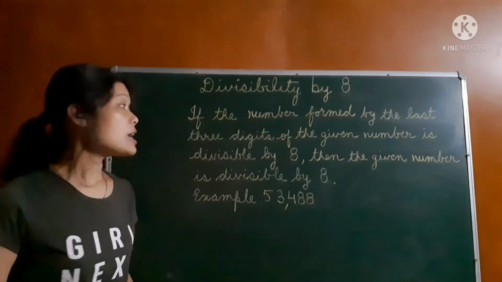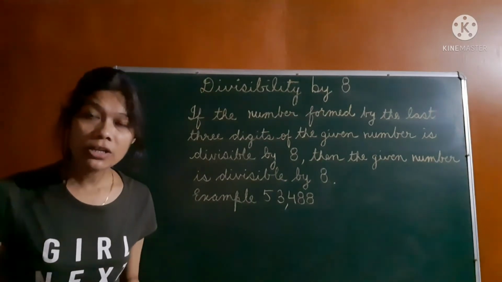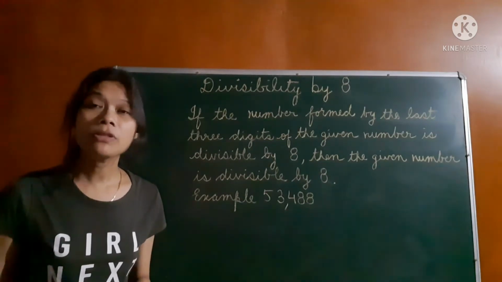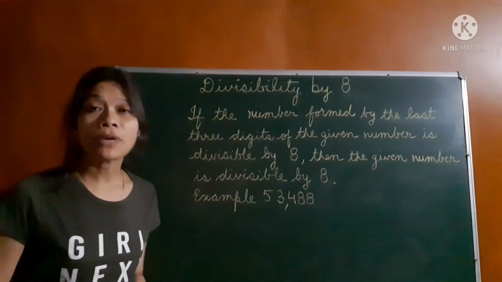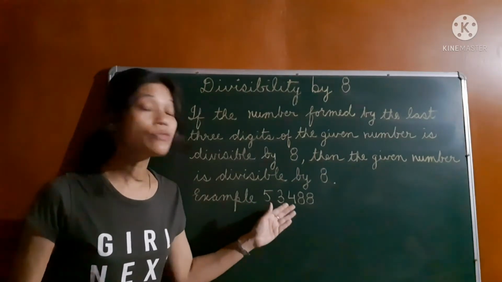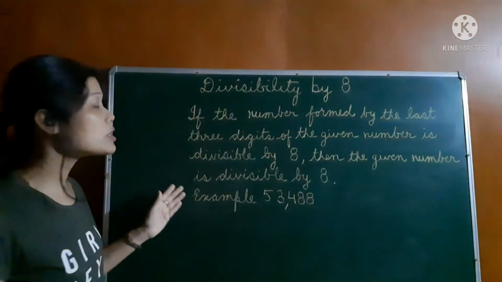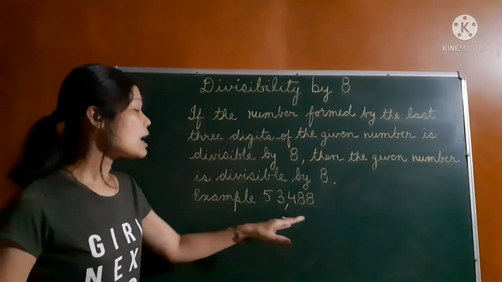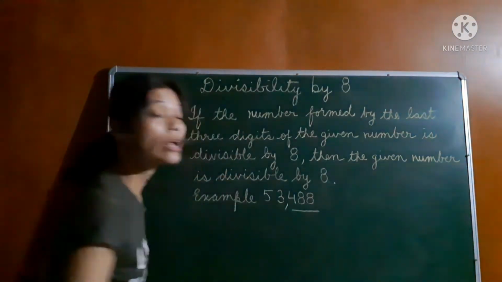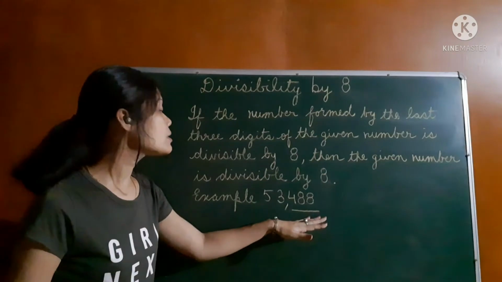Divisibility by 8. If the number formed by the last 3 digits of the given number is divisible by 8, then the given number is divisible by 8. To understand this better, we have taken one example here. The number is 53,480. And according to the divisibility test, what we will do? We will take the last 3 digits of the given number. So the last 3 digits are 480. Now we will divide this by 8.